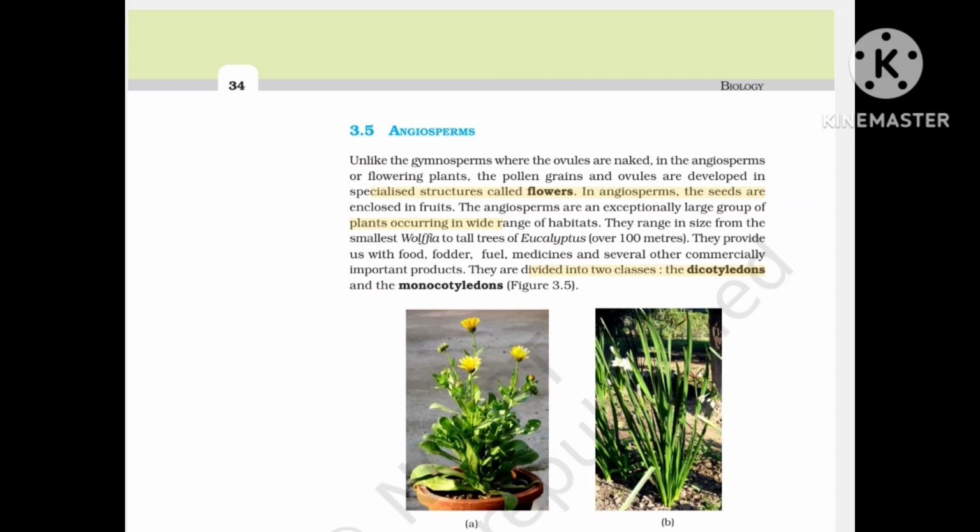They provide us food, fuel, medicines and several other commercially important products. They are divided into two classes: dicotyledons and monocotyledons.